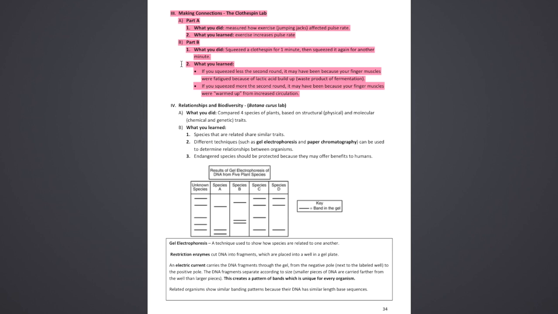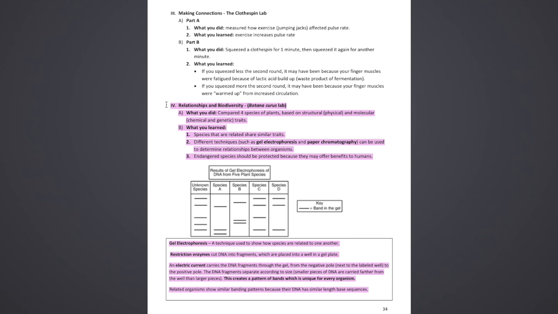2. What you learned. If you squeezed less the second round, it may have been because your finger muscles were fatigued because of lactic acid buildup, a waste product of fermentation. If you squeezed more the second round, it may have been because your finger muscles were warmed up from increased circulation.